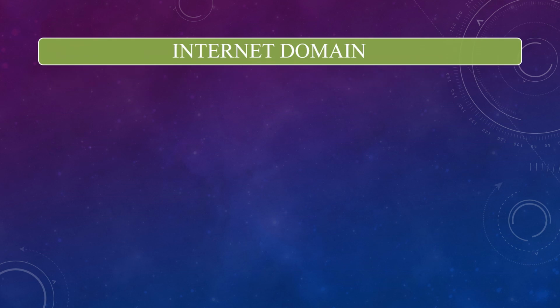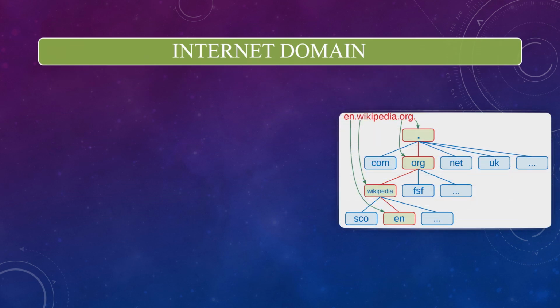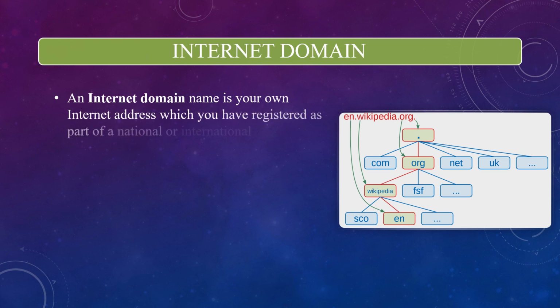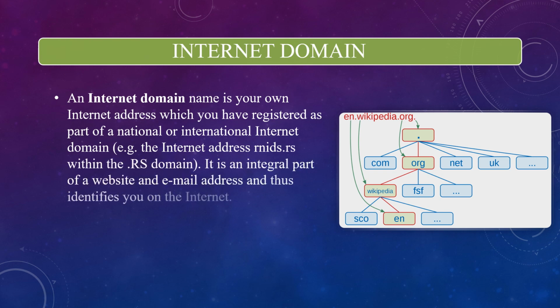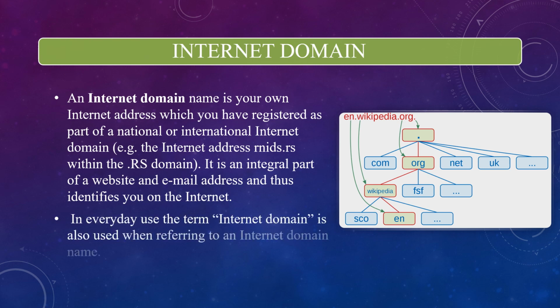Learn about internet domain. An internet domain name is your own internet address which you have registered as part of a national or international internet domain. It is an integral part of a website and email address and thus identifies you on the internet. In everyday use, the term internet domain is also used when referring to an internet domain name.